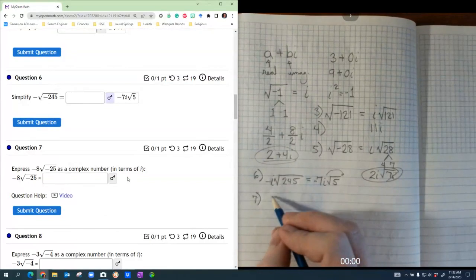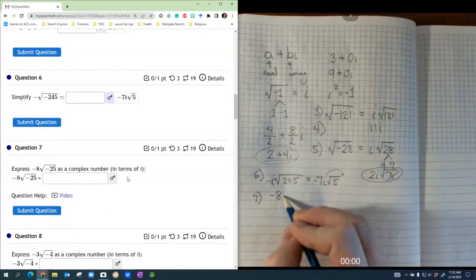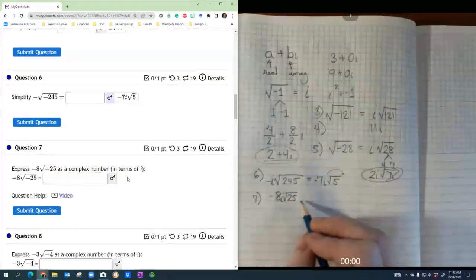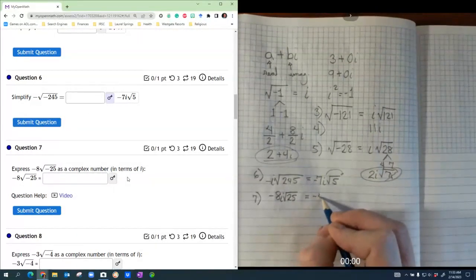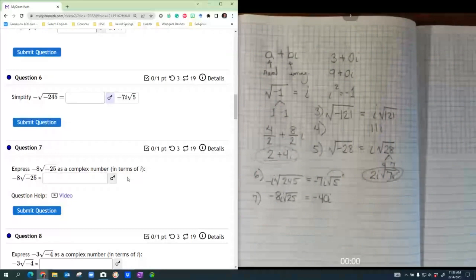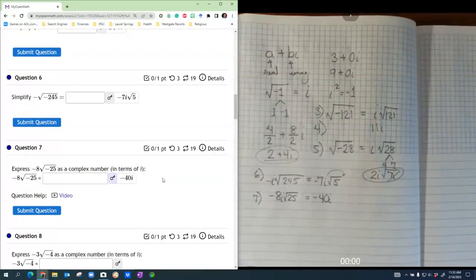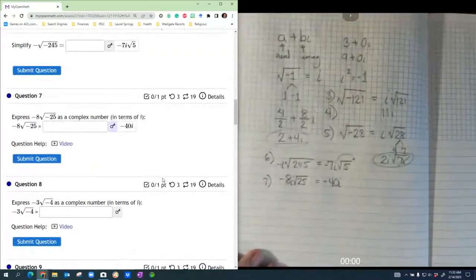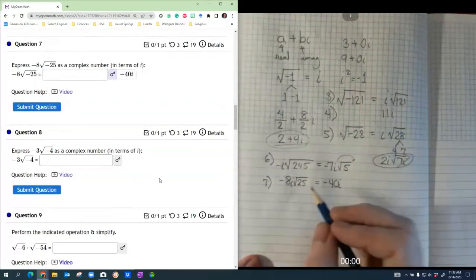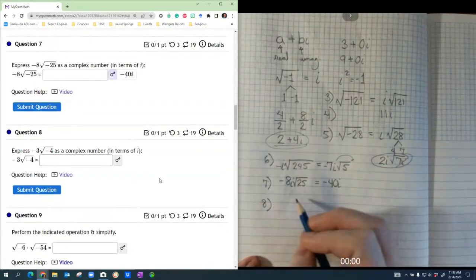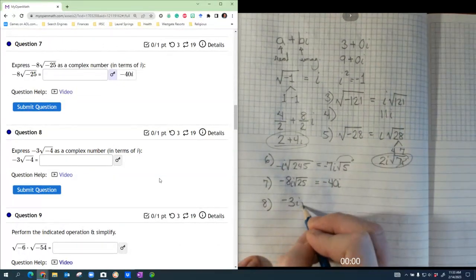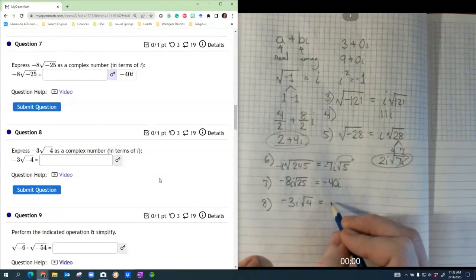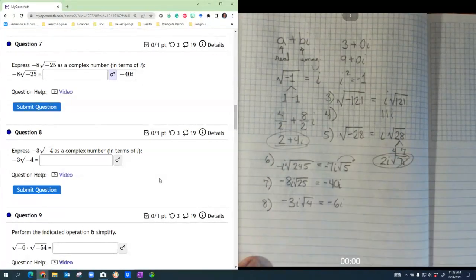All right, now you have this negative 8, and we're going to go ahead and pull out the I, make it positive 25. Then radical 25 is 5. 5 times 8 is negative 40I, and there's our answer. All right. That's going to be number 8. When we take out the I, basically we're going to have negative 3I. Radical 4 is going to be 2. 2 times negative 3 is negative 6I. Done.